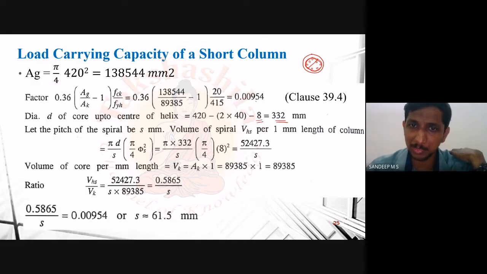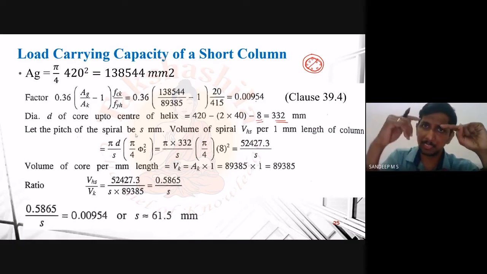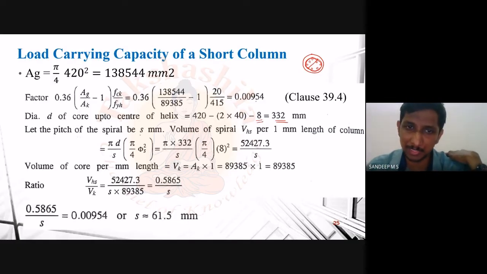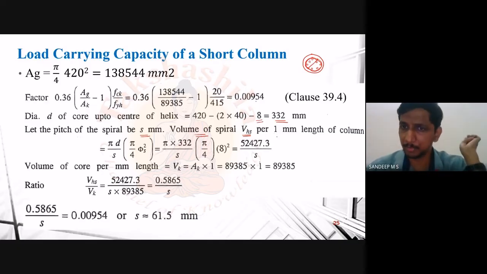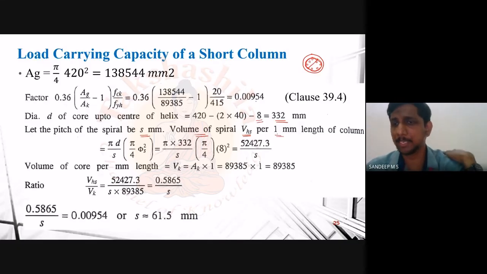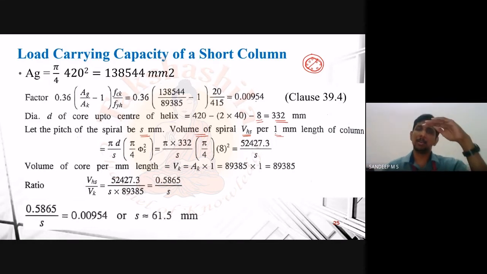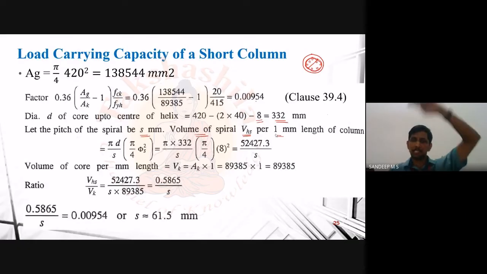Now what I am going to do is calculate, assuming that the pitch, or the center to center distance between successive spirals, is S millimeters. And now I am going to calculate the volume of spiral reinforcement, which is represented by Vhs, per 1 millimeter length, or whatever unit you want to take. Here I am calculating it in terms of 1 millimeter length of the column. Say I have a column having a larger height. In that I am just considering 1 millimeter length, and I am going to see what will be the volume of spiral required here.